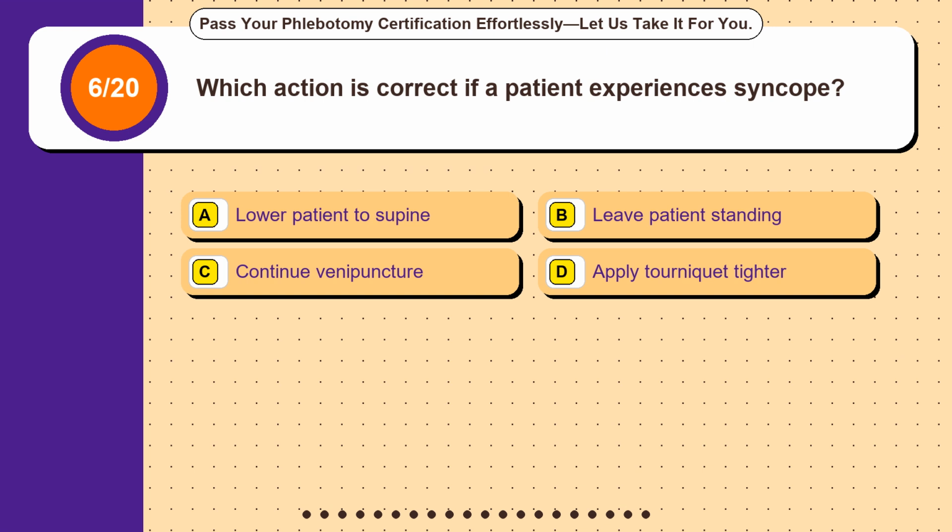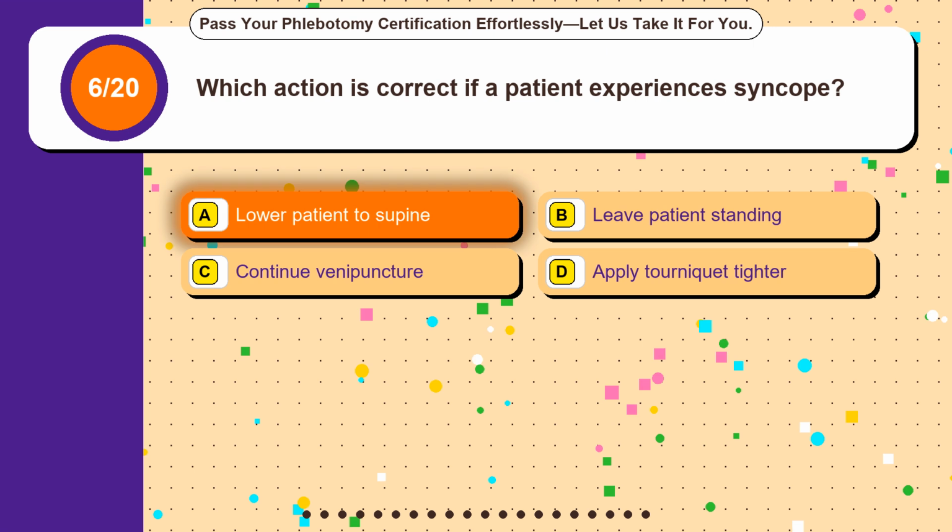Question 6. Which action is correct if a patient experiences syncope? Option A, lower patient to supine. Option B, leave patient standing. Option C, continue venipuncture. Option D, apply tourniquet tighter. The correct answer is option A, lower patient to supine.